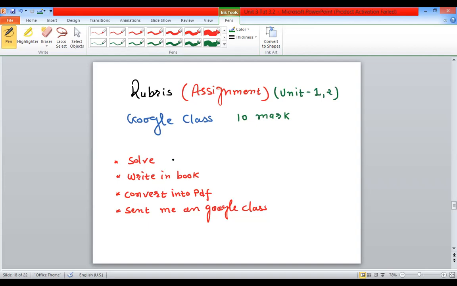So you just write the question, solve it yourself and write it down in any book. You convert it, take a photograph, click it, convert it to PDF and send me before the due date. Today I will send the assignment also. Now tell me, any question about this?